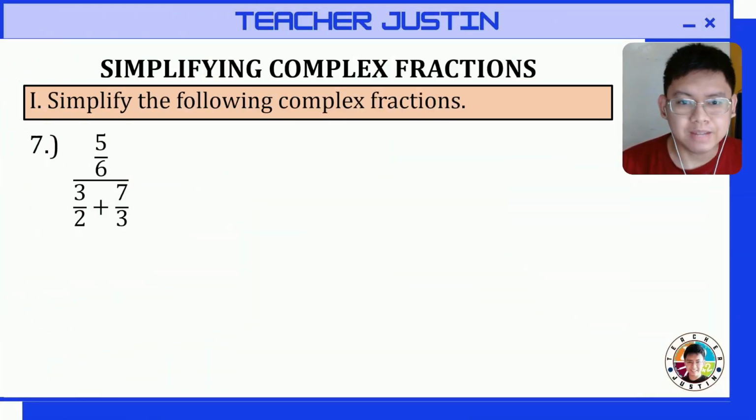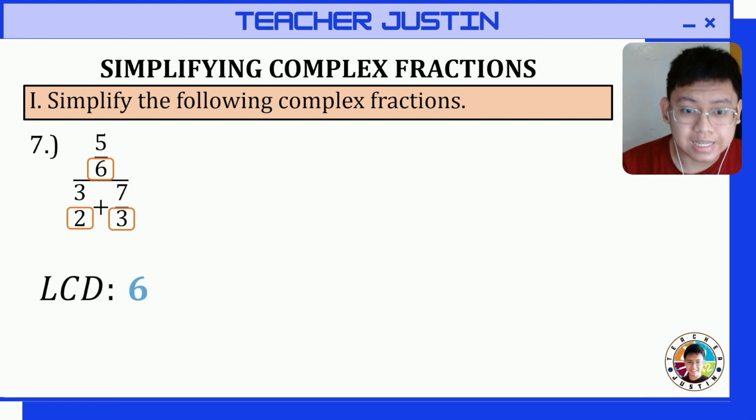Let's have this item. Let's simplify this complex fraction. So, para mag-simplify tayo ng complex fraction, ang first step natin is for us to identify all the denominators. So, meron tayo ditong 6, 2, and 3. Tapos, kunin natin yung least common denominator nila. So, 6, 2, and 3, their least common denominator is 6.